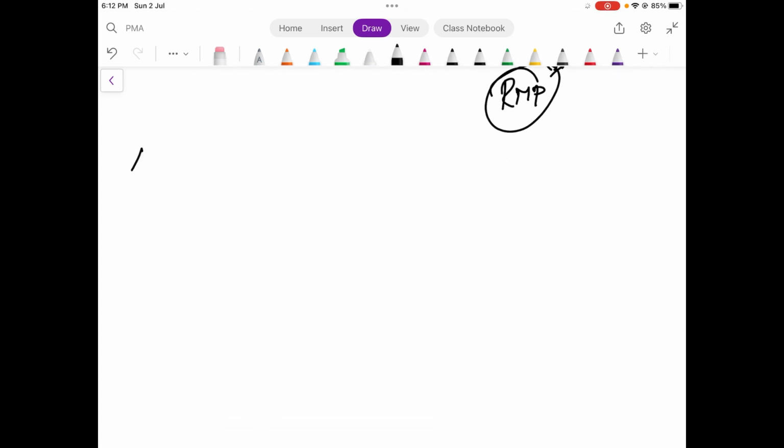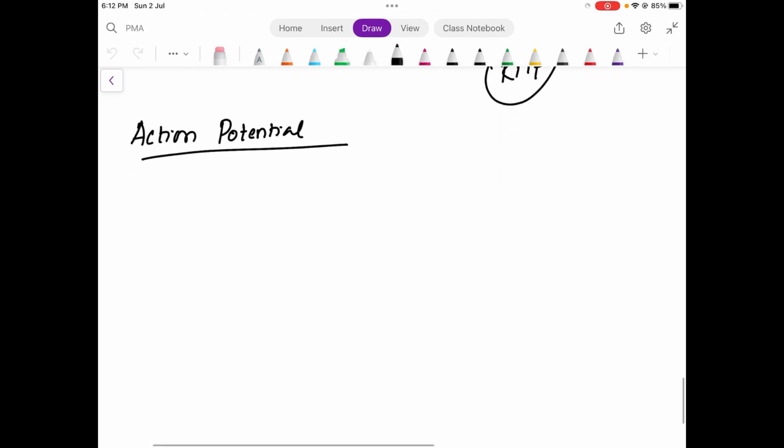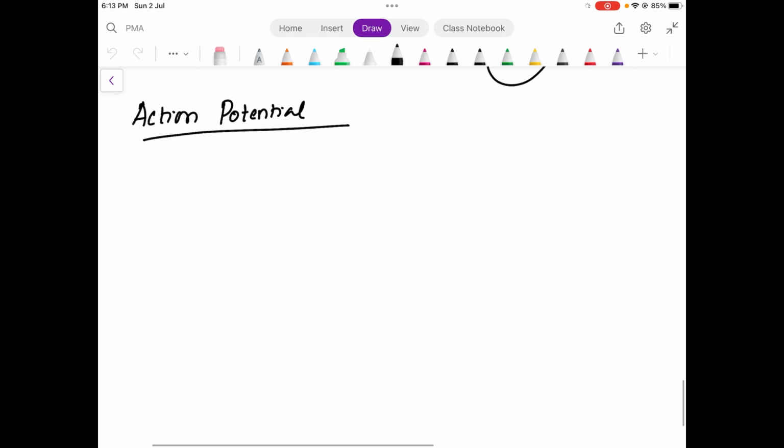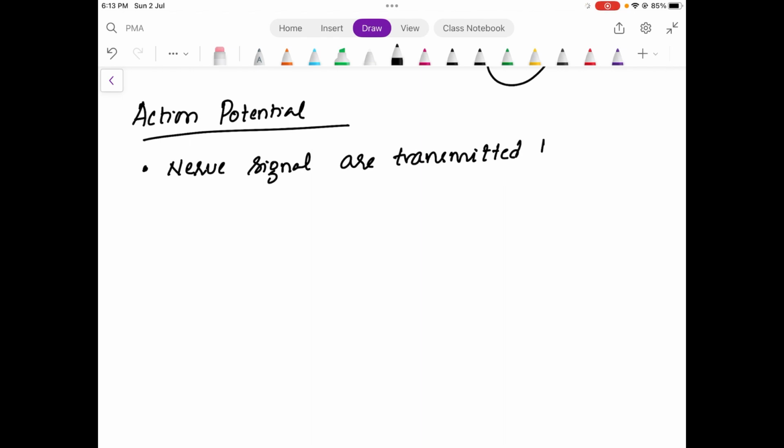Now we have seen resting membrane potential. Now we'll see the action potential. Whenever there is a stimulus, this stimulus will cause an action potential, and nerve signals are transmitted by action potential.